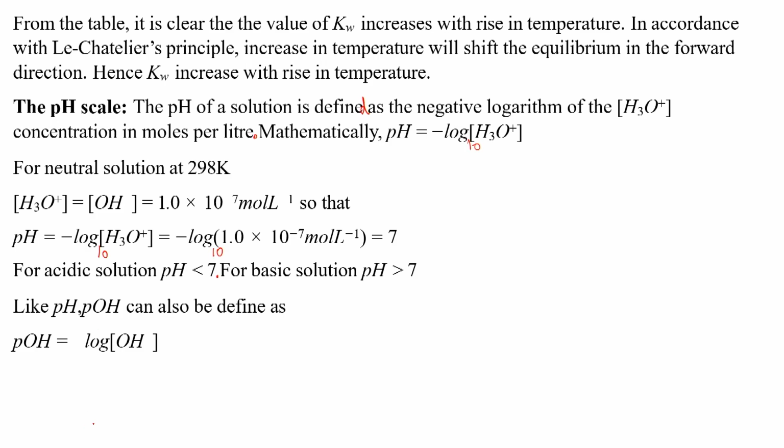while calculating the pH of a solution. Like pH, pOH can also be defined as minus logarithm of the concentration of OH minus. Again, the base here is 10. So when we calculate pH and pOH, the base of the logarithm is 10.